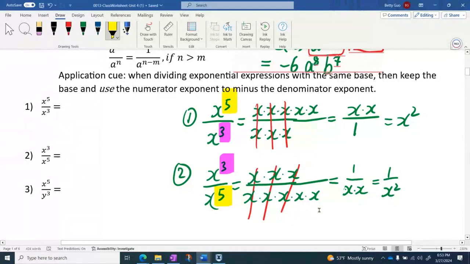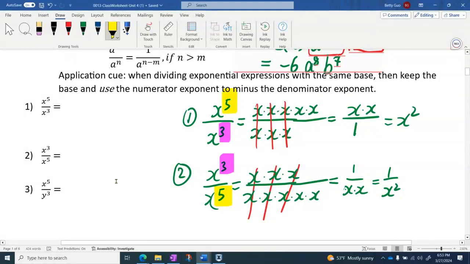The reason we have x squared on the bottom is because we have more x's in the bottom than in the top. In the numerator, in the top, we're going to have no x. They are all going to be cancelled. So the leftover x's remain on the bottom. That's the reason we can use the bigger exponent minus the smaller exponent, and we just need to write x squared on the bottom in the denominator.